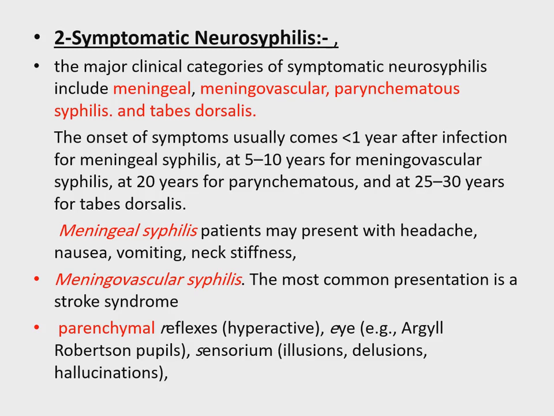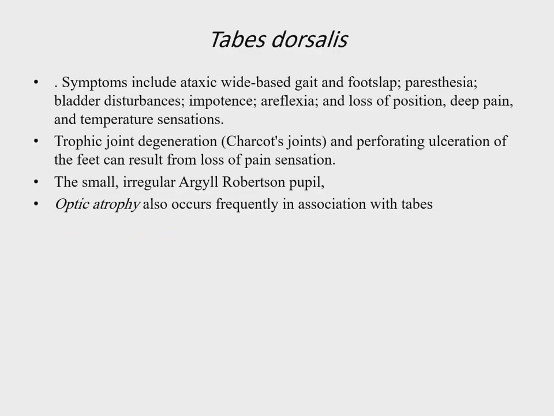Reflexes can be hyperactive. In the eye, the patient will develop Argyll-Robertson pupils. Patient can develop illusions, delusions, hallucinations. So, different neurological clinical manifestations. And this is under the terminology of tabes dorsalis. What is called tabes dorsalis? A neurosyphilis.